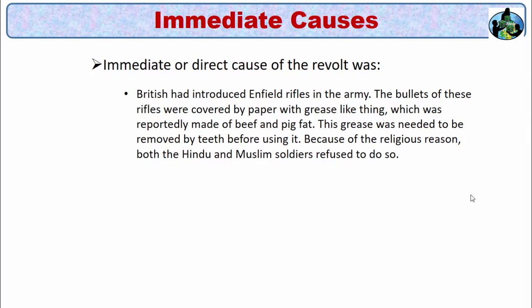Immediate causes. The introduction of the new Enfield rifles apparently was the immediate cause. The reason was that the bullets of these rifles were covered by paper with a grease-like substance, which was reportedly made of beef and pig fat. This grease needed to be removed by teeth before using it. Because of religious reasons, both the Hindu and Muslim soldiers refused to do so.